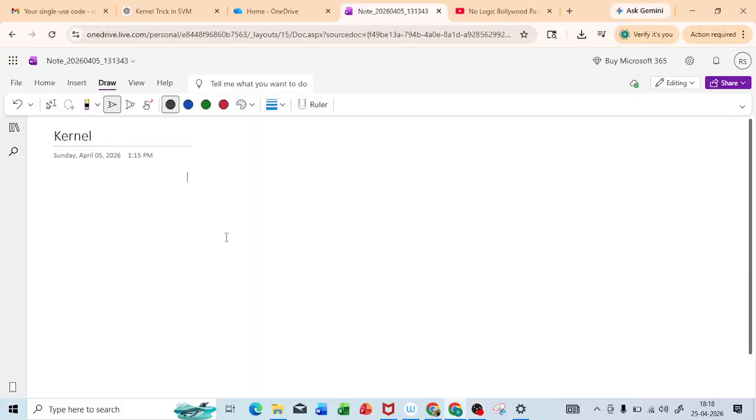Okay, hi everyone. So in today's session, I'll be taking you through something called a kernel. A kernel is a topic related to support vector machine, and trust me, this is one of the most ambiguous topics which I would have ever studied in SVM, in machine learning.